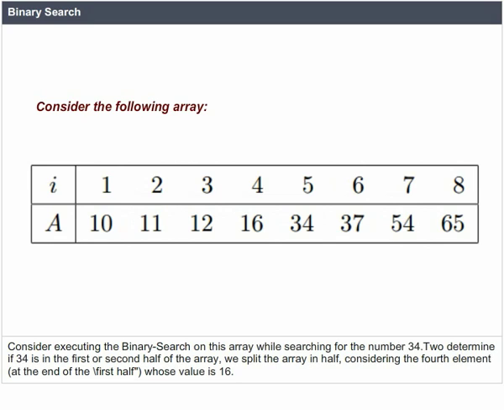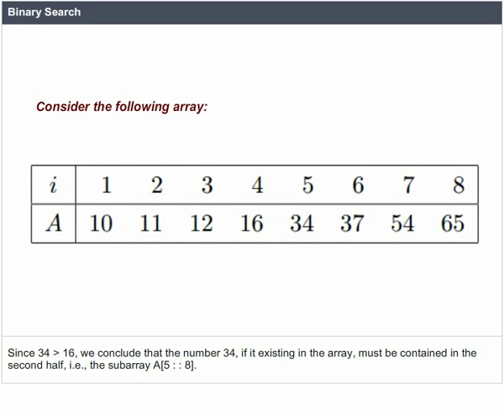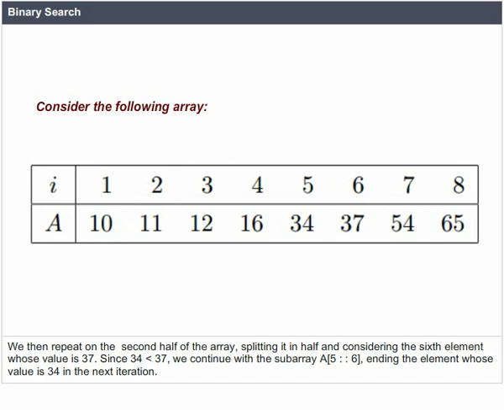To determine if 34 is in the first or second half of the array, we split the array in half, considering the fourth element at the end of the first half, whose value is 16. Since 34 is greater than 16, we conclude that the number 34, if it exists in the array, must be contained in the second half, that is the sub-array A[5:8]. We then repeat on the second half of the array, splitting it in half and considering the sixth element whose value is 37. Since 34 is less than 37, we continue with the sub-array A[5:6], finding the element whose value is 34 in the next iteration.